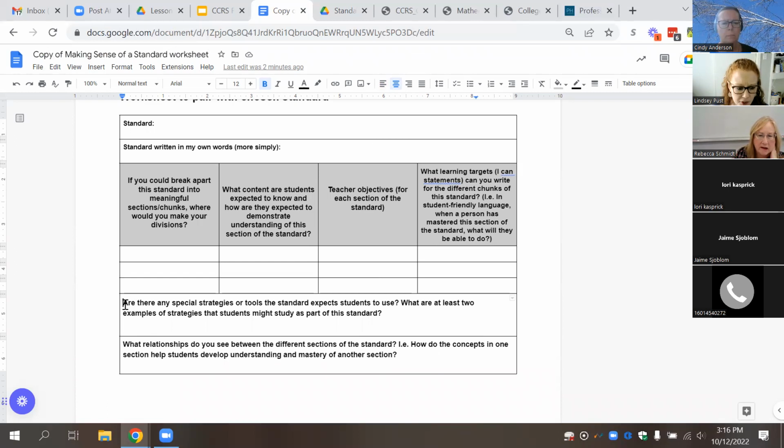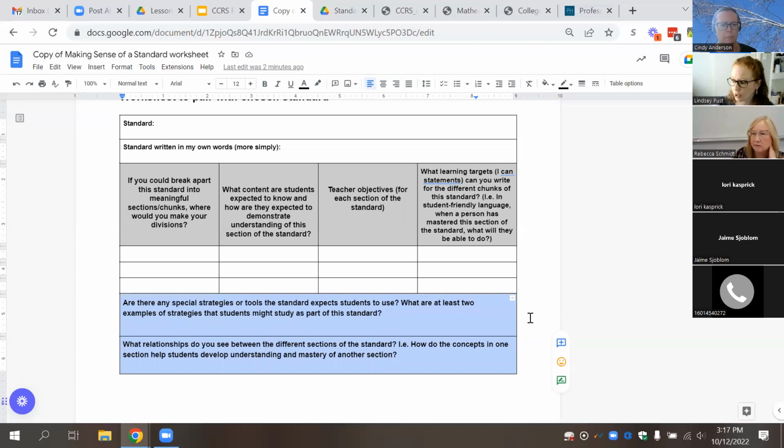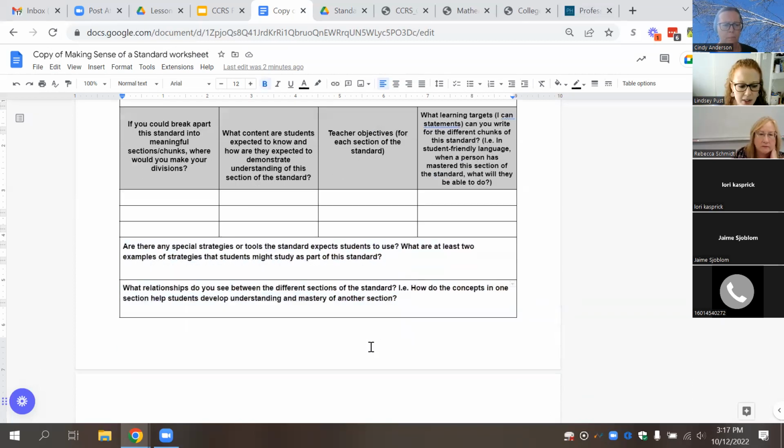And then the other questions from that same assignment that I put on here from the foundations course: what special strategies or tools are students expected to use based on what's written? So a similar question to what I was talking about earlier. What are two strategies or examples of strategies that I could use? Sometimes it's spelled out in the standard. Sometimes I'm thinking of it on my own, or asking colleagues.